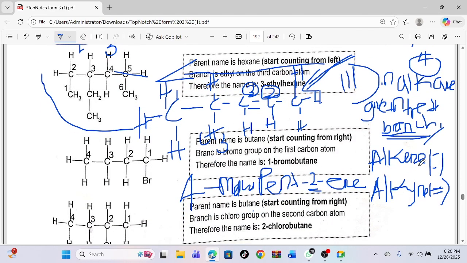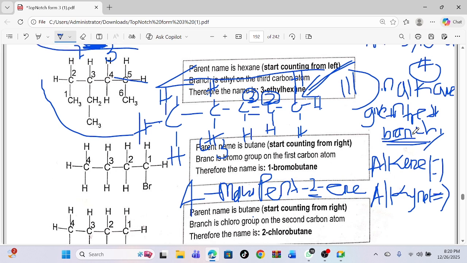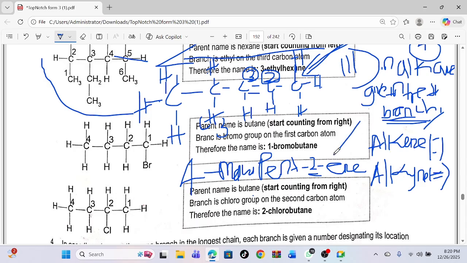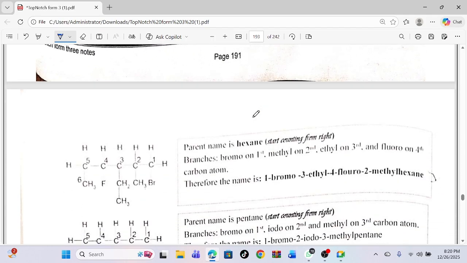And if the branches are many, we name them alphabetically. In alkenes, we give priority to the double bond. And in alkynes, we give priority to the triple bond. The same rule applies. So that's all about naming.